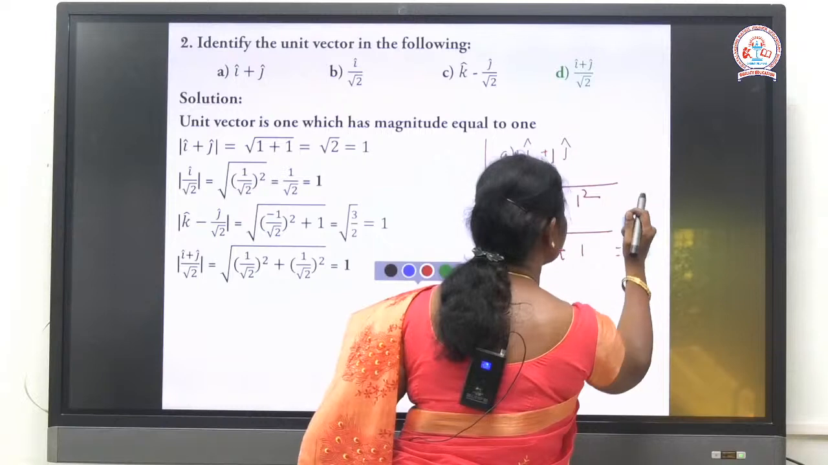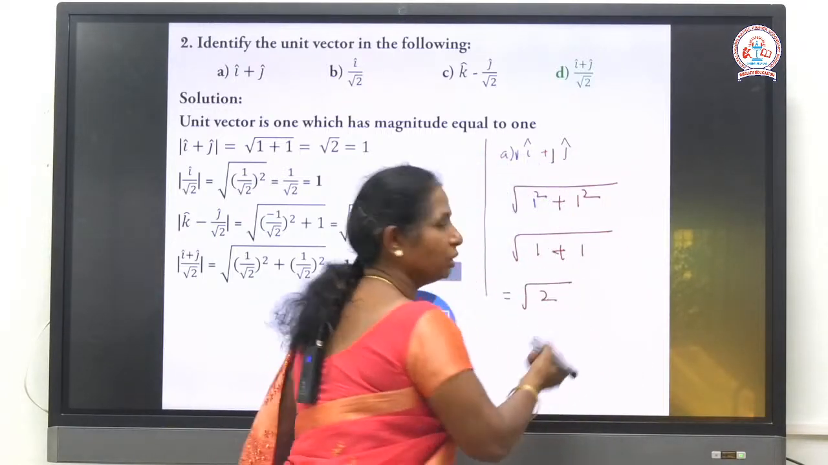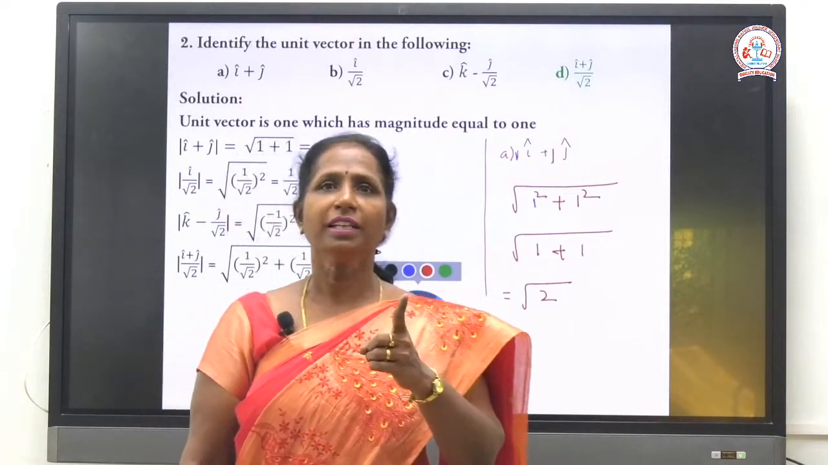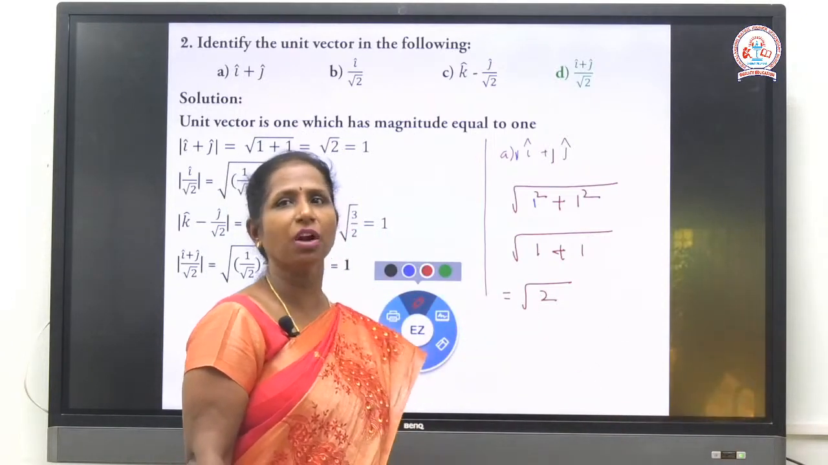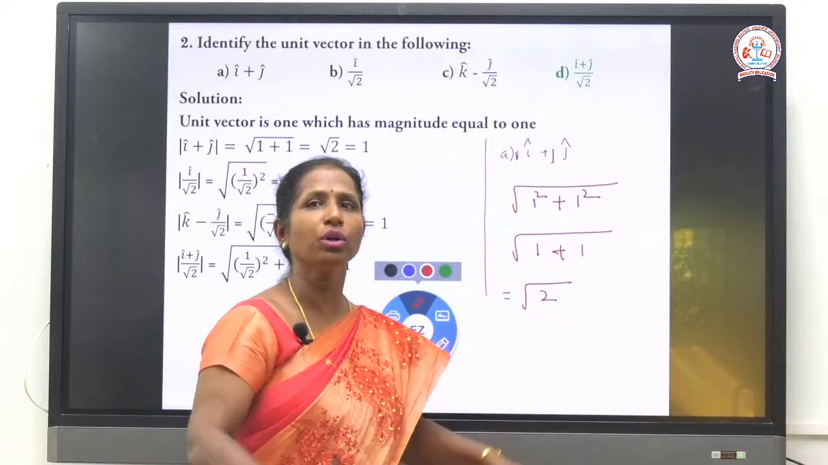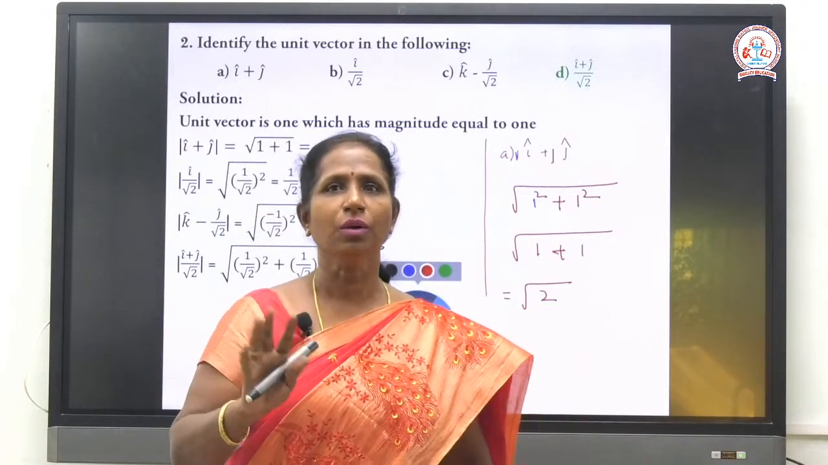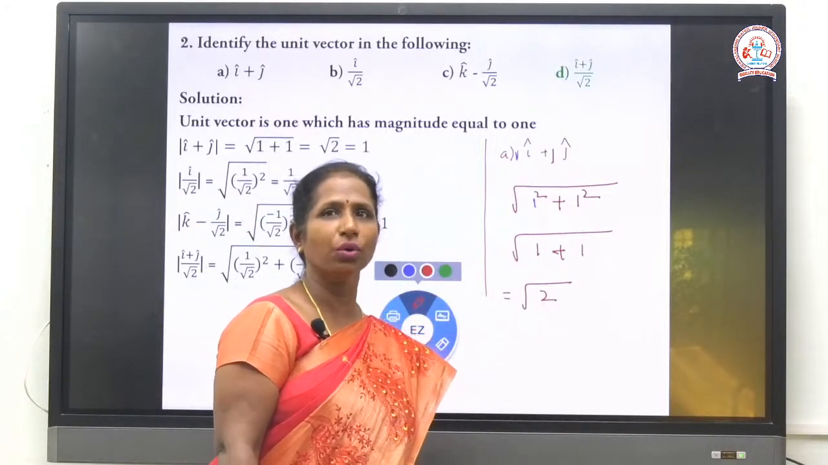So what is the square root of 1 plus 1? This is equal to root of 2. We are getting root 2, but we have to get 1. So we are not getting 1, so this option is not correct. The first option is not correct. If you find the magnitude, we must get 1. If the magnitude is 1, then that is a unit vector. Here we are getting magnitude as root 2, therefore this is not a unit vector.